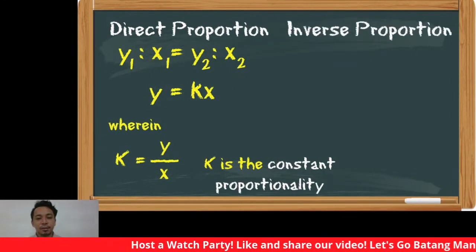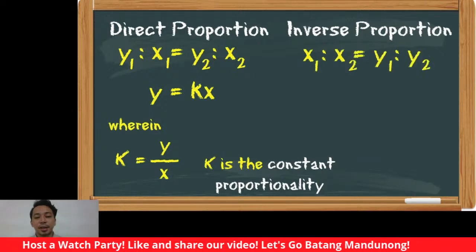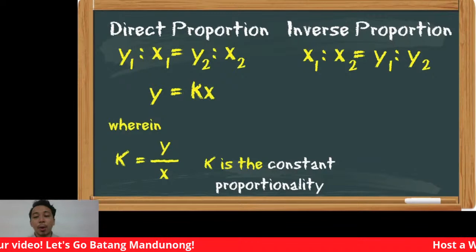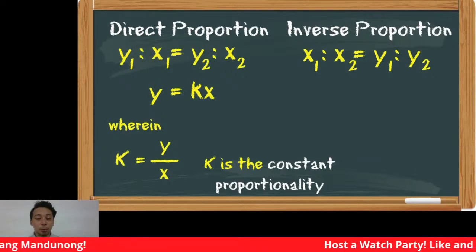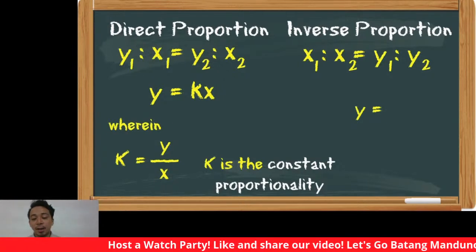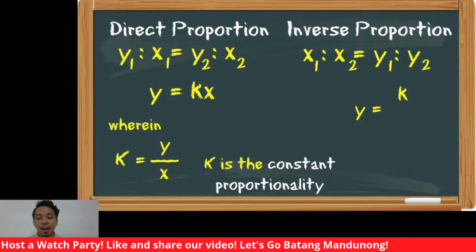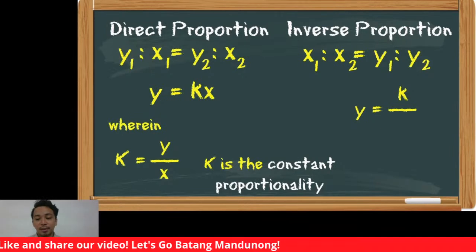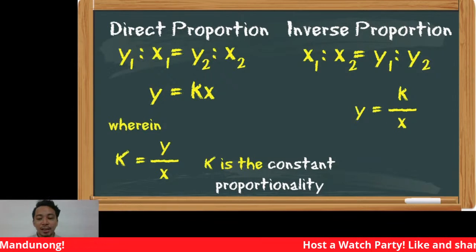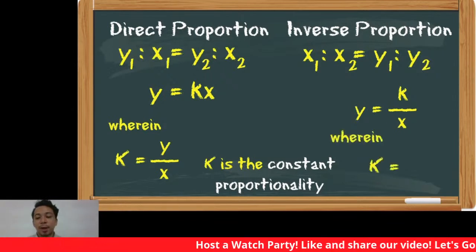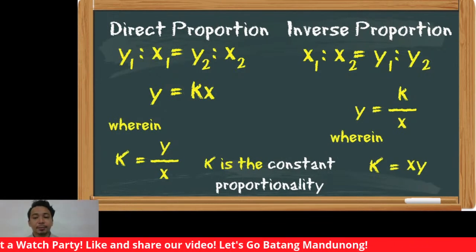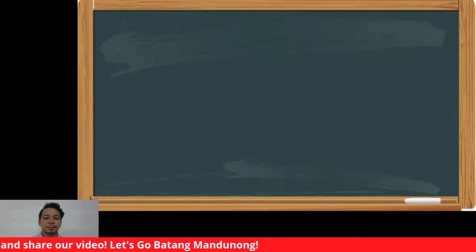For inverse proportion, we can use the equation x sub 1 is to x sub 2 equals y sub 1 is to y sub 2. Or the equation y equals k over x, wherein k is the constant of proportionality, and k can be solved as x multiplied by y. Let's have examples.